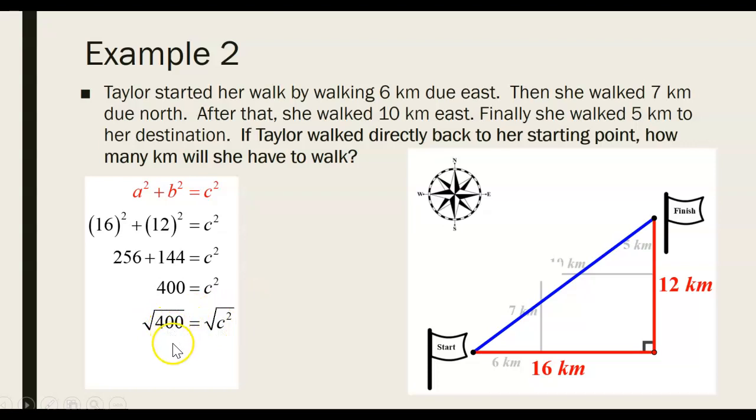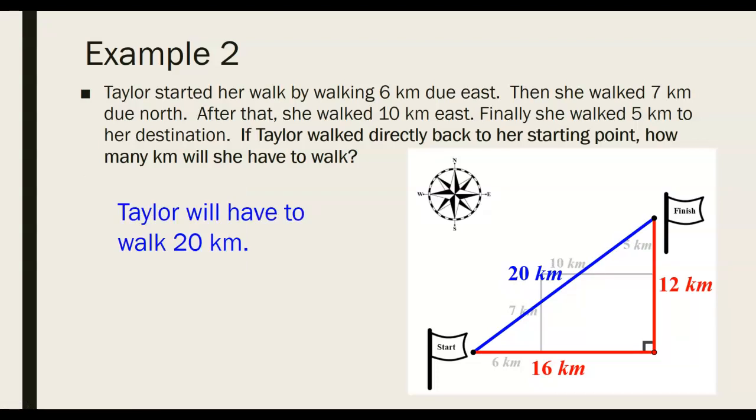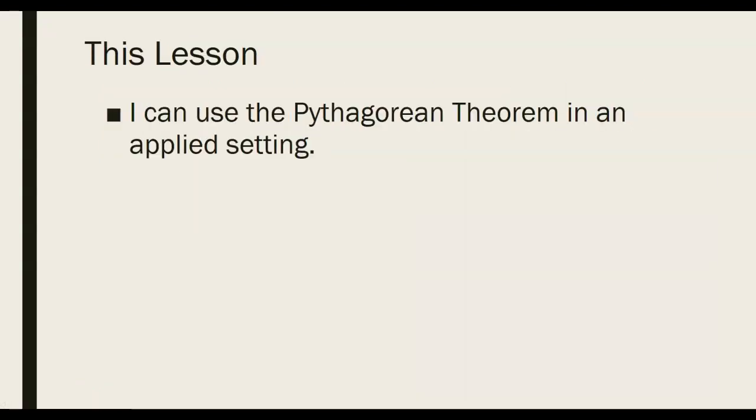So the square root of 400 would be plus or minus 20, and the square root of c squared is c. Now, because this is a real-world situation, I'm not going to consider the negative 20. You can't walk negative 20 kilometers, so my final answer would be positive 20. So in total, Taylor would have to walk 20 kilometers. So that is an example of how you would use the Pythagorean theorem in an applied setting.